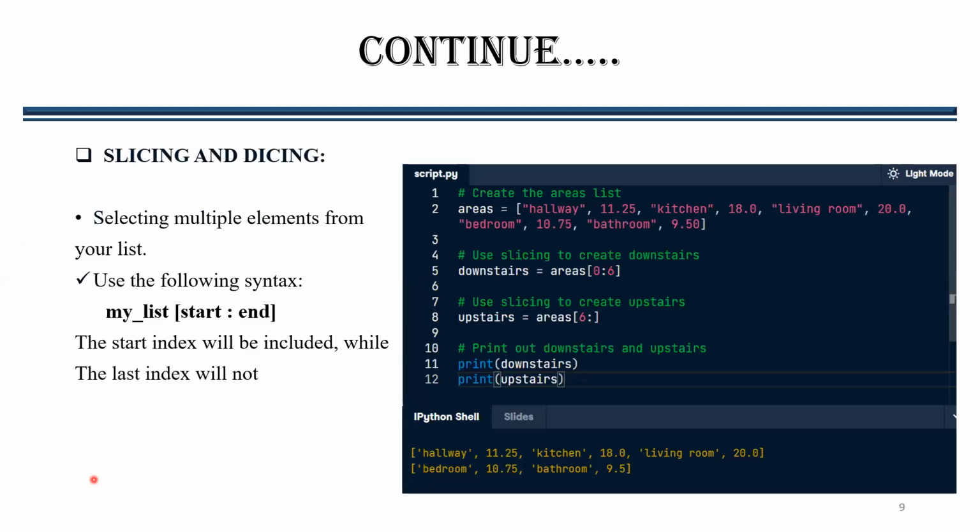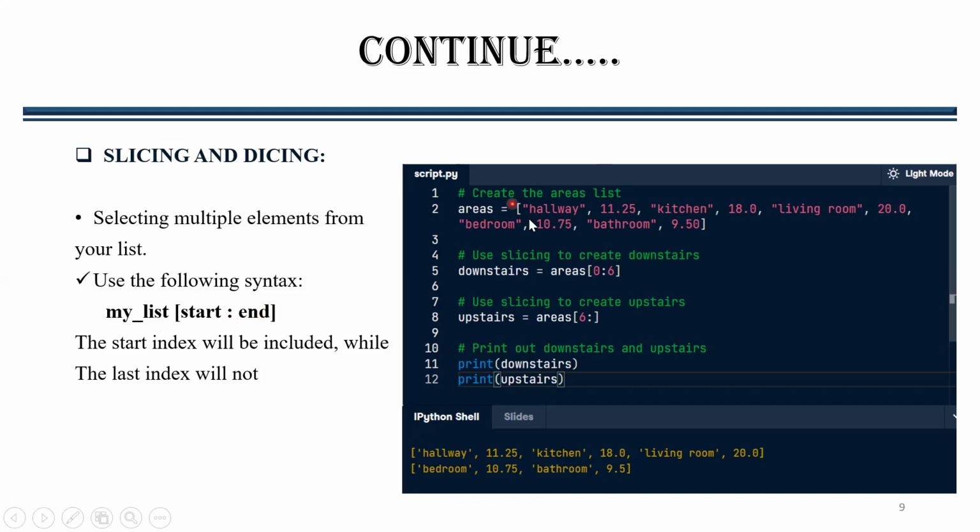So continuing this, next one is slicing and dicing. Subsetting one value from a list is just one part of the story. It is also possible to slice the list, which means selecting multiple elements from your list. So basically we have a list of areas, and we can slice the list to create another list using the area. We will use the following index, which includes start and end.